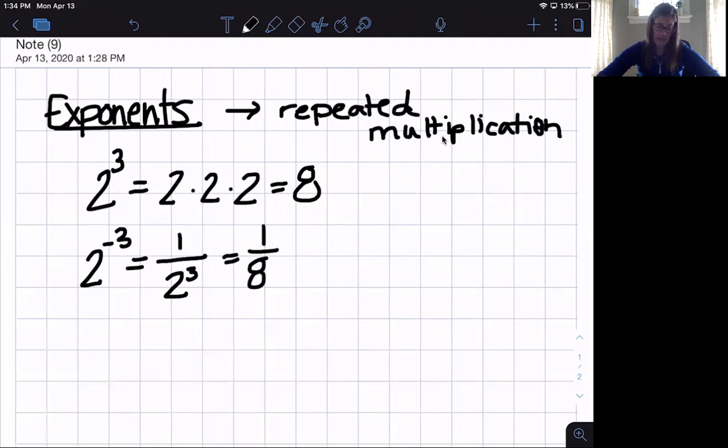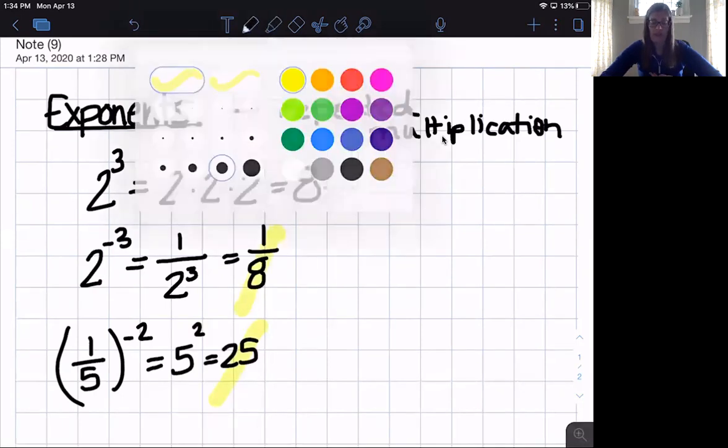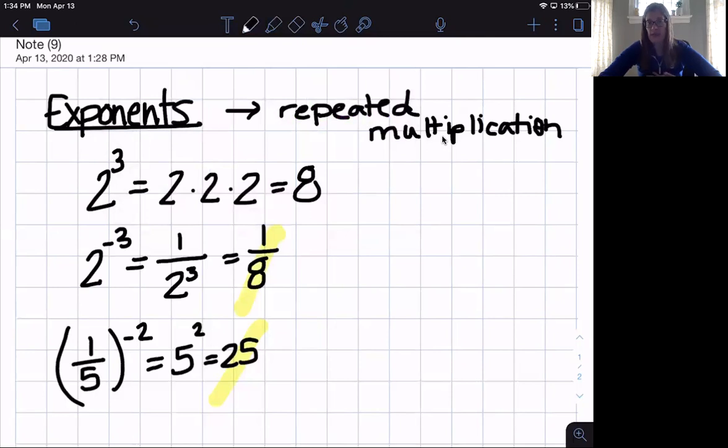If you had something like 1/5 to the negative 2, then the negative exponent is touching the 1/5. It's going to flip that to be 5 over 1, and then it would be 5 squared, which is 25. So always remember that the negative exponent will flip the base, the thing that it's touching. It doesn't flip the exponent, it flips the base. And then negative exponents never make things negative. Like this 1/8 is still positive, this 25 is still positive. So we can't really raise a positive base to any exponent and get a negative answer.